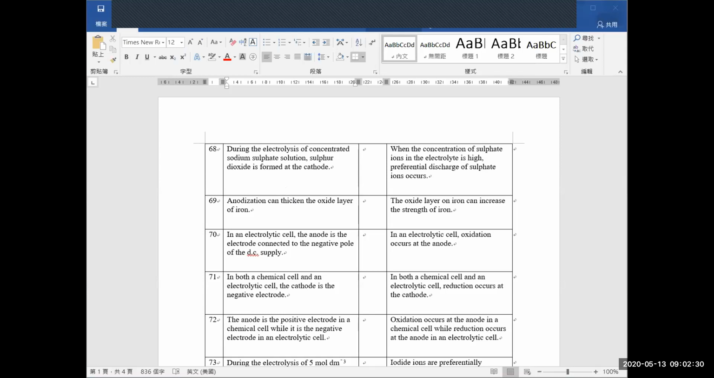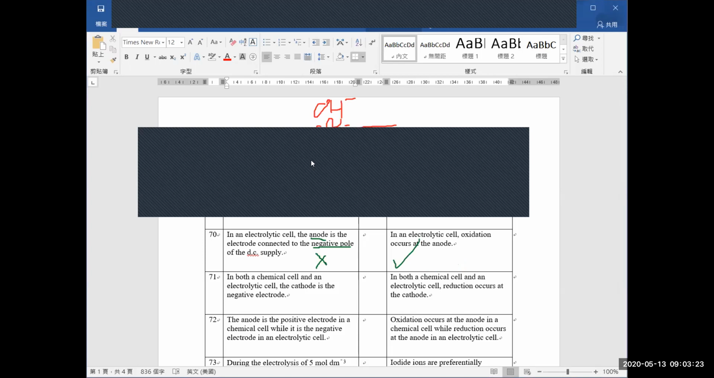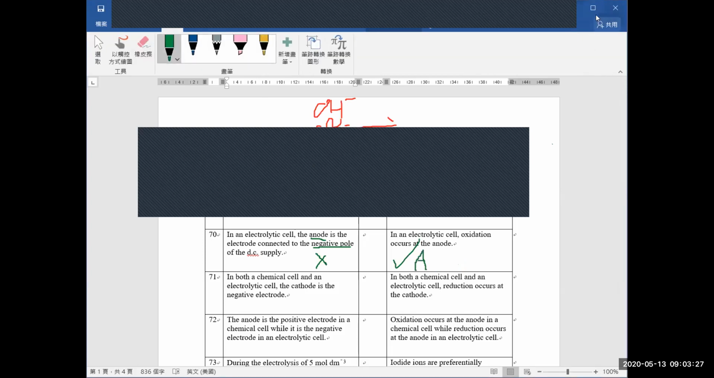First question. Let's have a try on that. During electrolysis of a concentrated sodium sulfate solution, sulfur dioxide is formed at the cathode. What do you think? You don't know. So you have to refer to what? Can you see the words sulfur dioxide is formed at the cathode? Have you ever come across sulfur dioxide forming at a cathode? Quite rare, right?